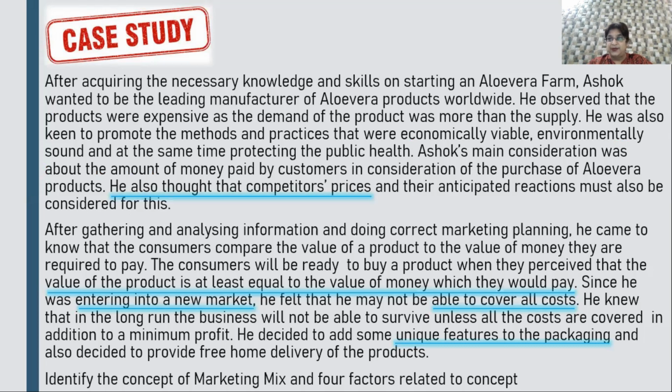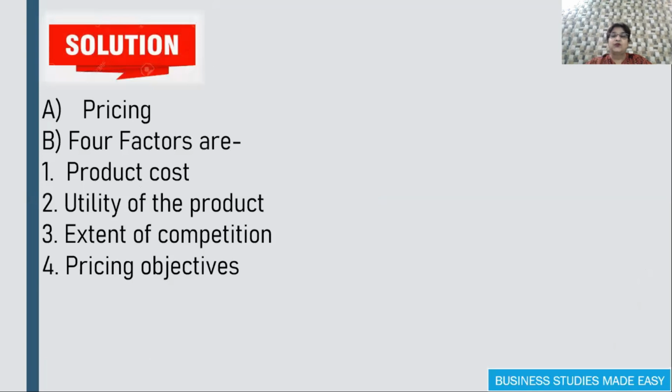So he thought about the competitors. You have to keep an eye on the competitor, what they're doing. Then the cost he's talking about, and the utility and demand of a product depends on the value that you can give. He's entering a new market, that is pricing strategy, and unique features of packaging like home delivery. So these are the various factors that have been covered. So of course, the concept is pricing. So the answer is pricing, and the 4 factors are product cost, utility and demand of the product, extent of competition, and the pricing objectives.